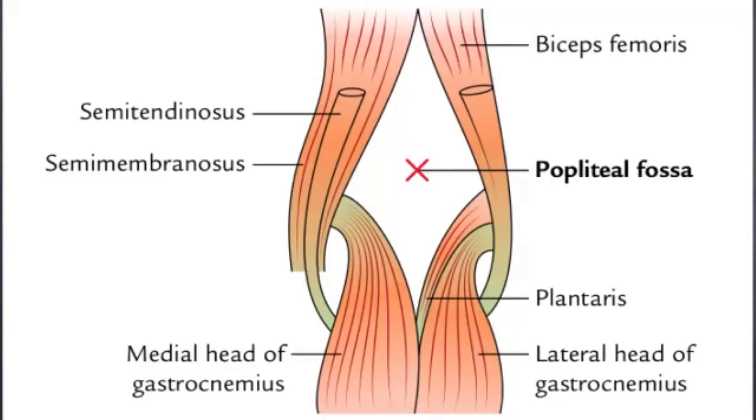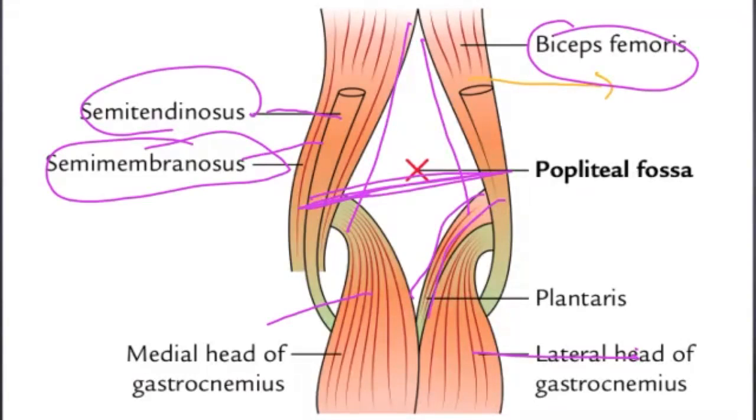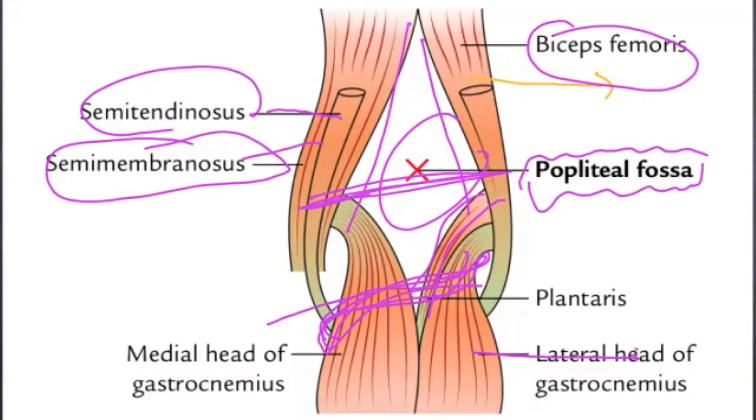So see, this is the biceps femoris. Biceps femoris, these are the semitendinosus and semimembranosus muscles of the back of the thigh, right. There is joint space up to here. Medial head of gastrocnemius, lateral head of gastrocnemius, plantaris, and the popliteus muscle, right. So this is the popliteal fossa. Those are the boundaries of the popliteal fossa.